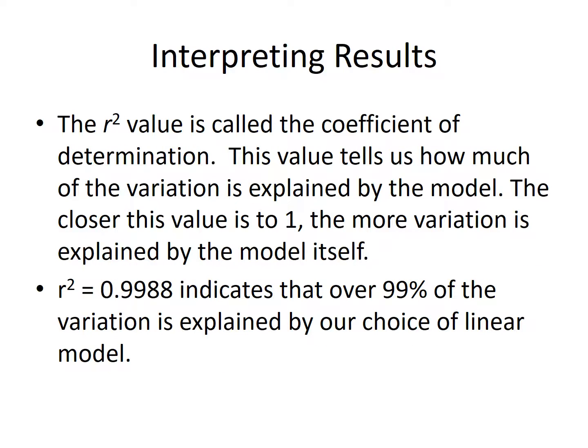The r squared value is called the coefficient of determination, and this value tells us how much of the variation is explained by the model. The closer this value is to 1, the more variation is explained by the model itself. So when r squared is 0.9988, as in our example, this indicates that over 99% of the variation is explained by our choice of the linear model. And this is a very high r squared value. It's basically giving us an indication that we are making a good choice for our model as far as how well it fits and how much the model actually explains with the data.